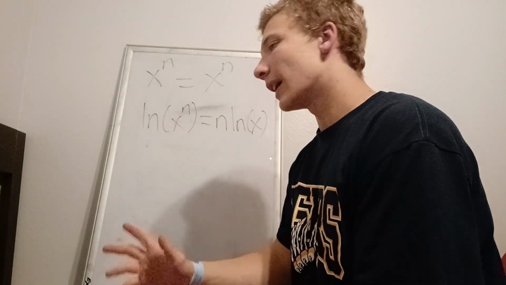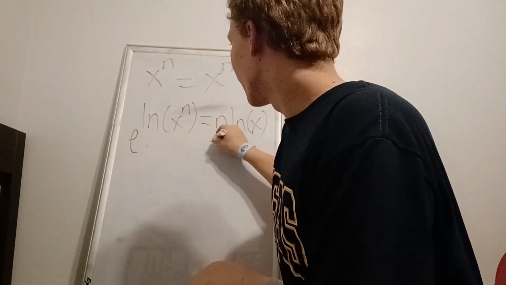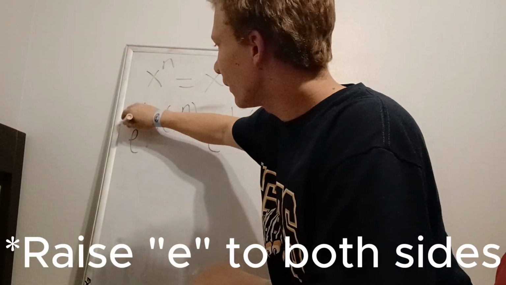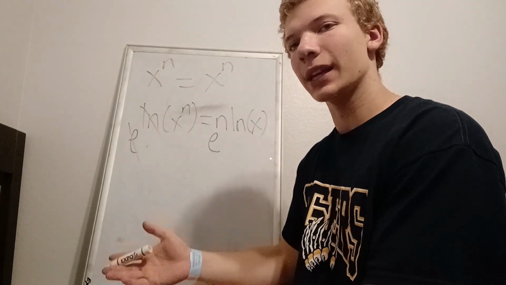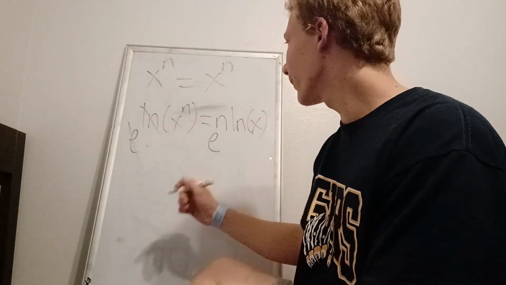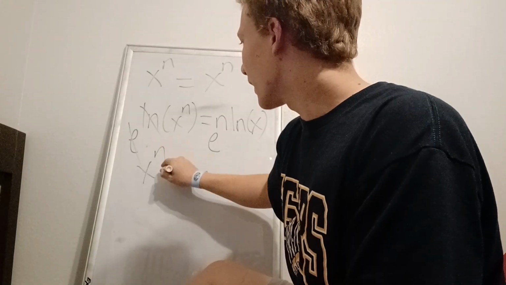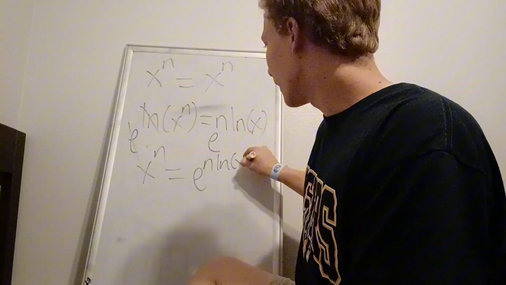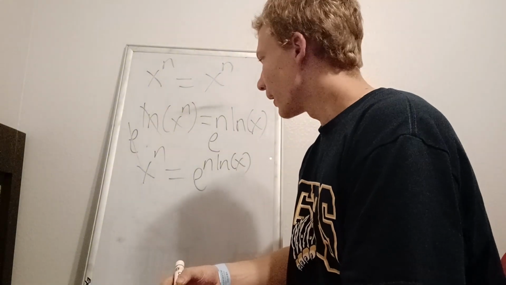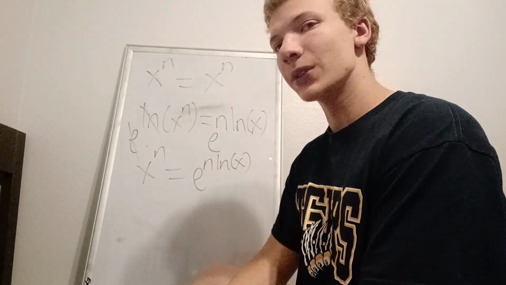Now, what we do is we raise both sides to the e power. Now, since this is log base e, raising e to that power will cancel out the logarithm. And now, what we have is x to the n equals e to the n ln x. Now, from here, we will be finding the derivative of x to the n using the chain rule.